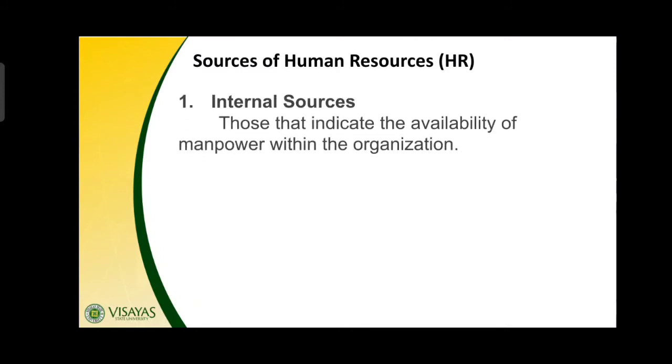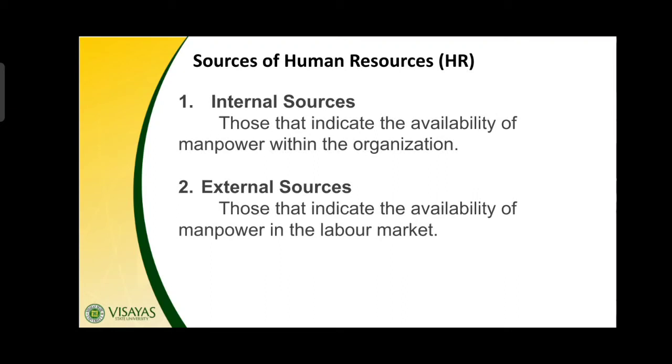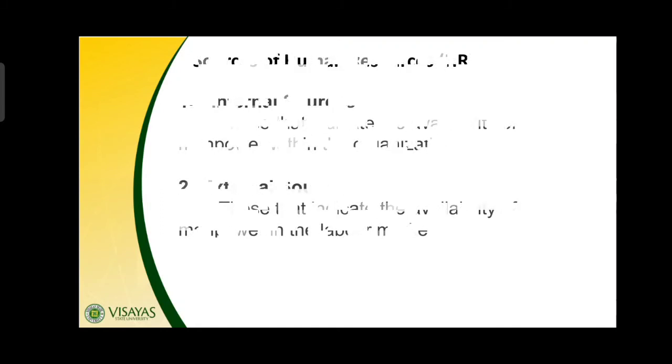So the factors that must be considered in analyzing supply include the quality of available manpower, as well as its characteristics such as abilities, interests, and work experience of the human resources. So for internal sources, these are those that indicate the availability of manpower within the organization. So the main task is to identify which current employees are most likely qualified for future openings. Then for our external sources, these are those that indicate the availability of manpower in the labor market.